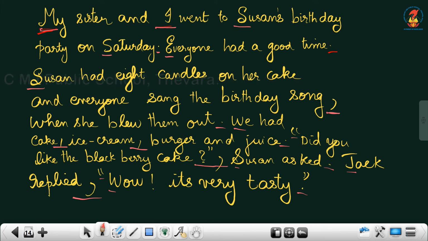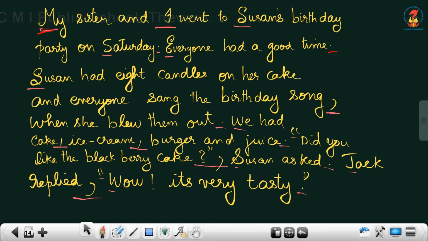Then Susan had 8 candles on her cake. It's not over. And everyone. So the sentence is not over there. Susan had 8 candles on her cake and everyone sang the birthday song. There can be a stop there, comma, when she blew them out. When she blew them out. Full stop, capital W, we had cake, comma, ice cream, comma, burger and juice, full stop.